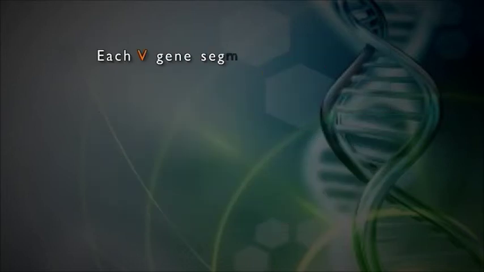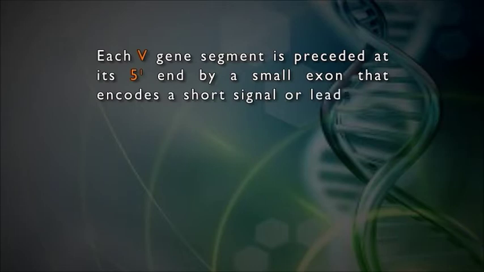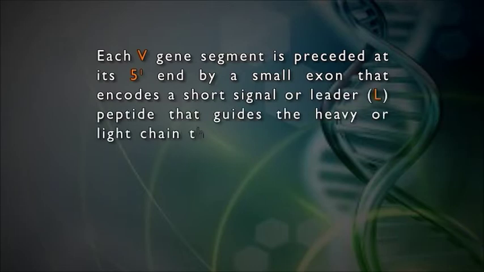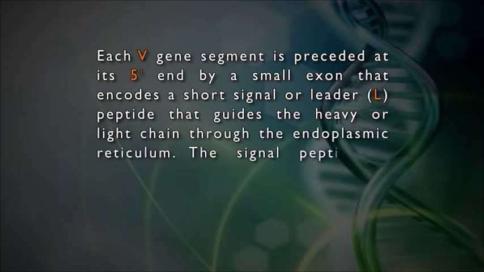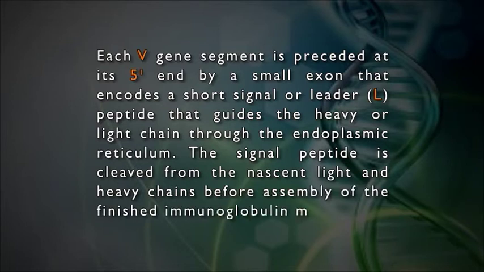Each V gene segment is preceded at its 5' end by a small exon that encodes a short signal or leader peptide that guides the heavy or light chain through the endoplasmic reticulum. The signal peptide is clipped from the nascent light and heavy chains before assembly of the finished immunoglobulin molecule.